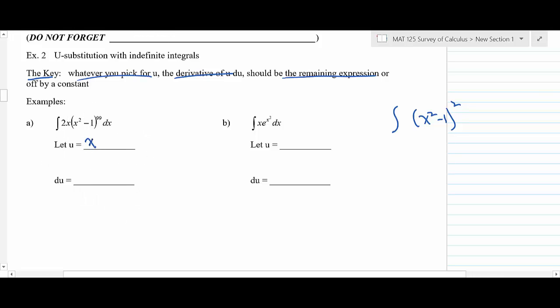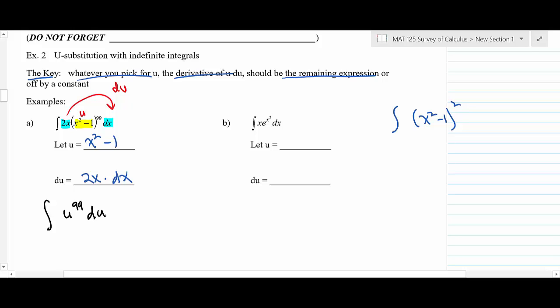So let's do this. We got x squared minus 1, and you got du equals 2x dx like that. So what you're going to do is this right here gets replaced with u. That's going to become u to the 99th. What I have in blue, that's going to be du. So what you're going to end up with is an integral. You want to write this down. We're going to have u to the 99th times du.